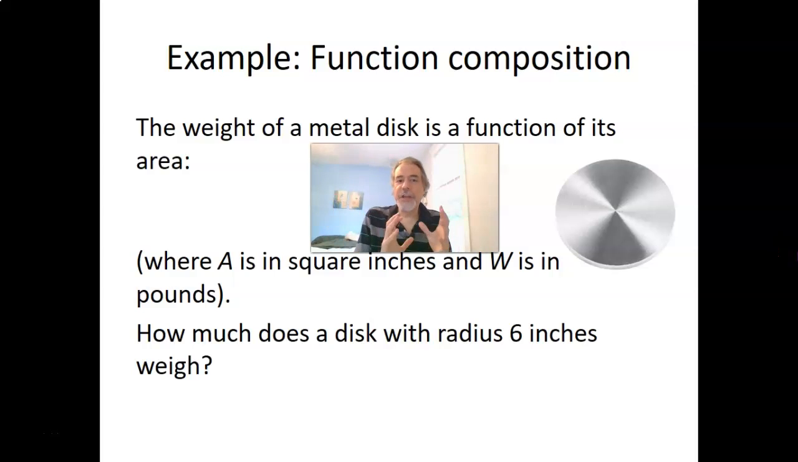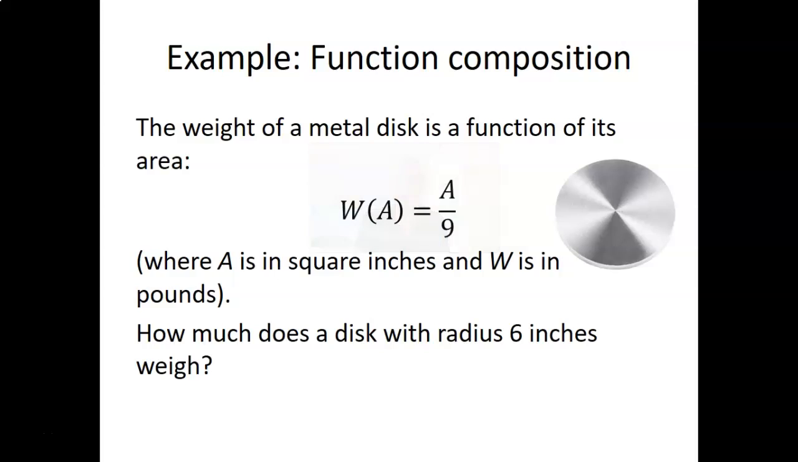I'm going to start this video on composite functions with an example. Suppose the weight of a metal disc is a function of its area. Specifically, the weight as a function of the area equals the area divided by 9, where A is in square inches and W is in pounds.